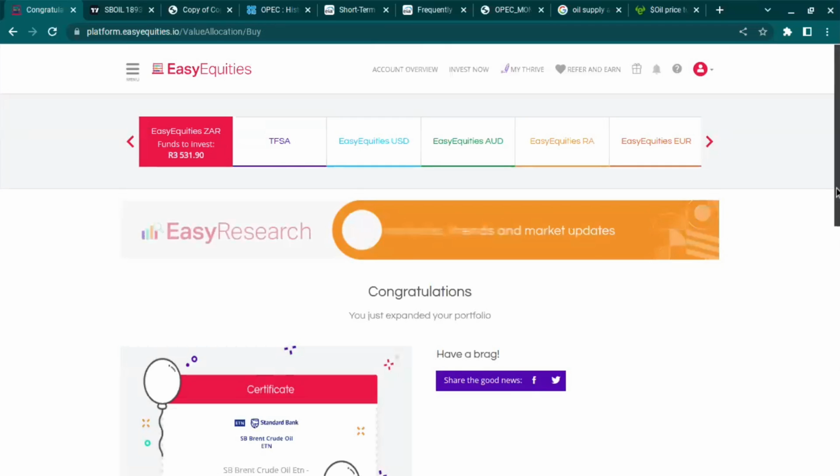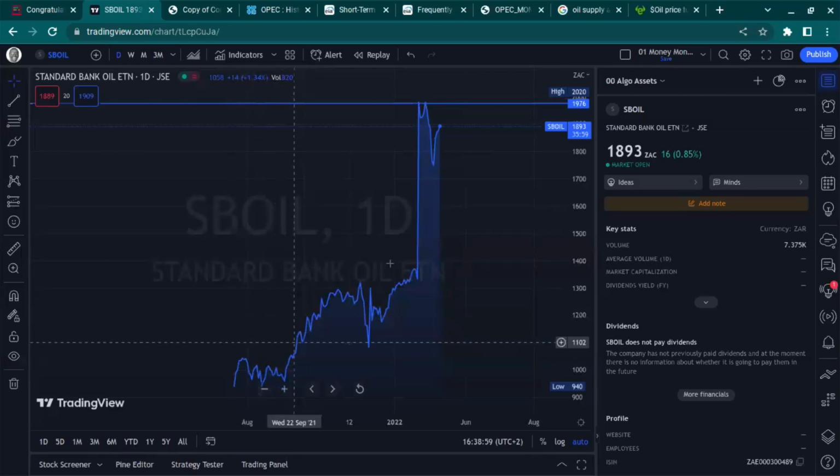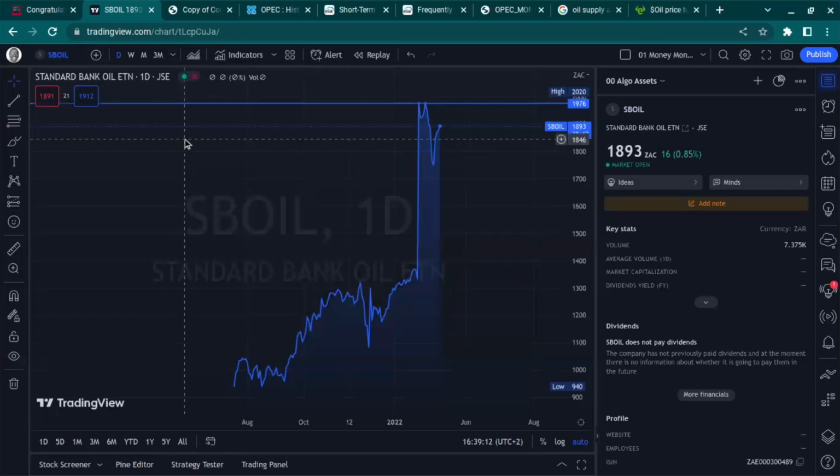But here's what we're doing technically. We are tracking the oil price because that's what this ETN does. If we look at something more in depth here on TradingView, we've got the Standard Bank Oil ETN here. The ETN goes up and down in price based on what the oil price itself is doing, specifically the Brent crude oil price. But why would you want to invest in oil? So let's segue into that.